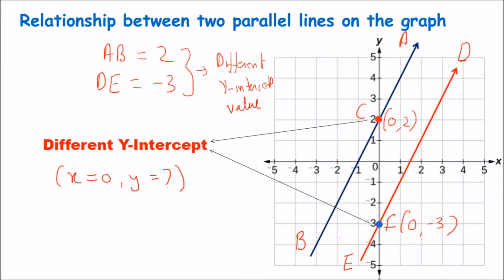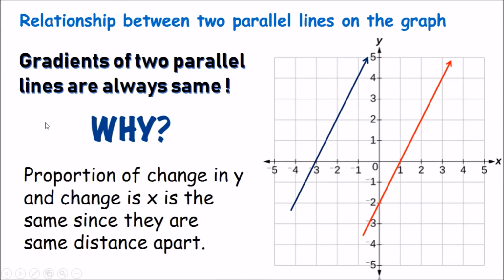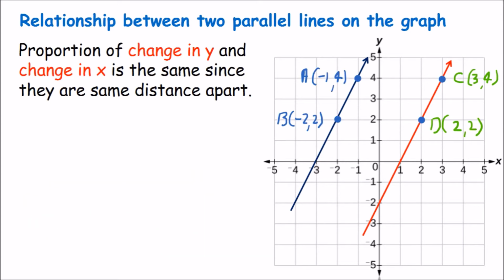So this is the second relationship between two parallel lines on a graph, which is that two parallel lines on a graph will have two different values for y-intercept. Now let's jump on to the third relationship of two parallel lines on a graph. Now the gradient of two parallel lines is always the same. Why? Because the proportion of change in y and the proportion of change in x is the same since they are the same distance apart. Let's see how.